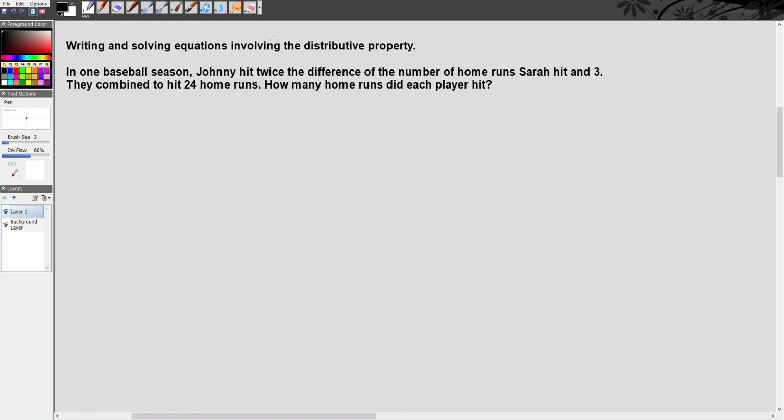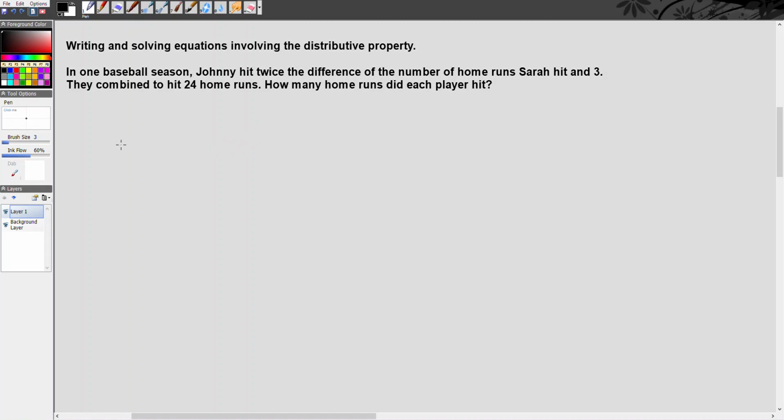Okay, so let's go ahead and talk about writing and solving equations involving the distributive property. So remember, there's a process that you can use to think through a word problem, a real life situation, so that you can convert it to an equation that you can use to solve the problem, to answer the question. The first thing we want to do is identify the important information in the problem. Then we want to come up with a verbal description of what's going on, then use that verbal description to write our equation and then solve the problem.